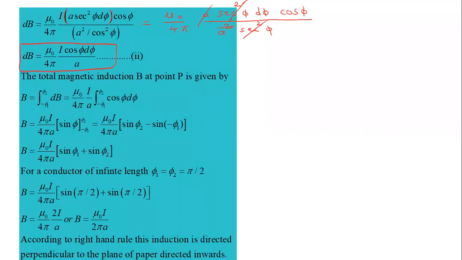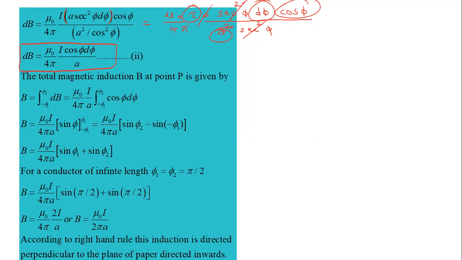mu 0 upon 4 pi, I, into cos phi d phi, divided by a. This is equation number 2. So this is the magnetic induction at that point due to a small length element.